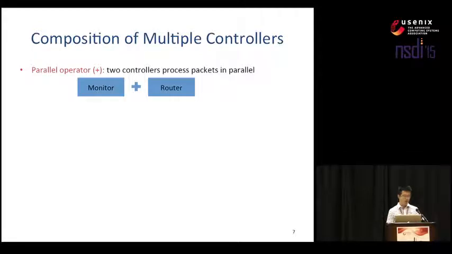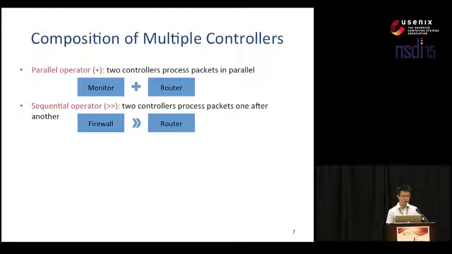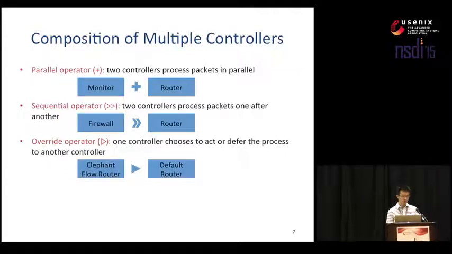The second operator is the sequential operator, which allows two controllers to process packets one after another. For example, we can have a firewall controller to filter packets first, and then have a router controller to handle all the filtered packets. The third operator is the override operator, which allows one controller to choose to act or defer the processing to another controller. For example, when we do traffic engineering, we can have an elephant flow router to handle all the elephant flows. Then we have a default router to handle all the remaining traffic.